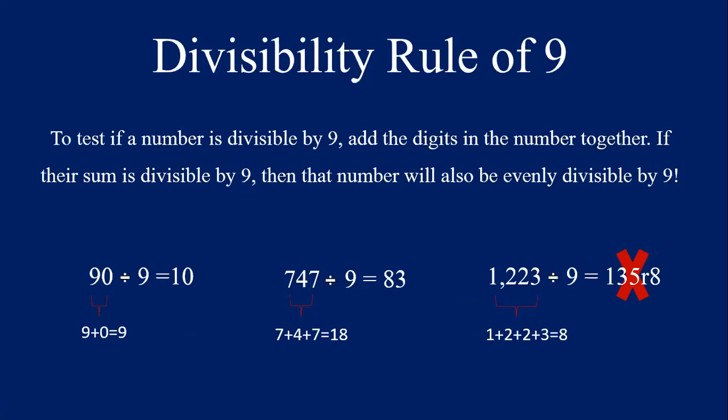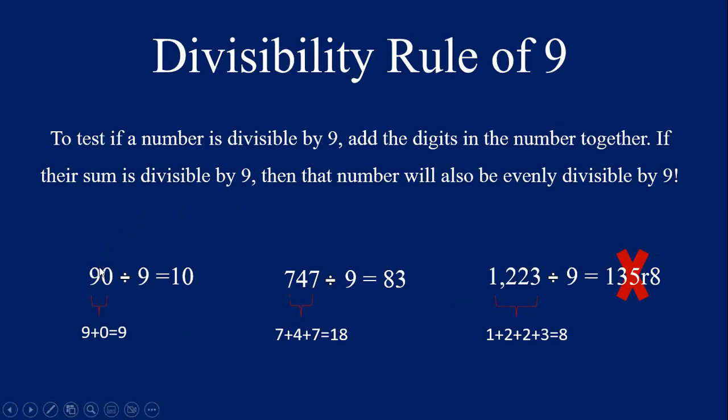The divisibility rule of 9. The divisibility rule of 9 tells us that to test if a number is divisible by 9, add the digits in the number together. If their sum is divisible by 9, then that number will also be evenly divisible by 9. This is kind of like our rule for 3s, only instead of being a multiple of 3, we have to determine if it's a multiple of 9.